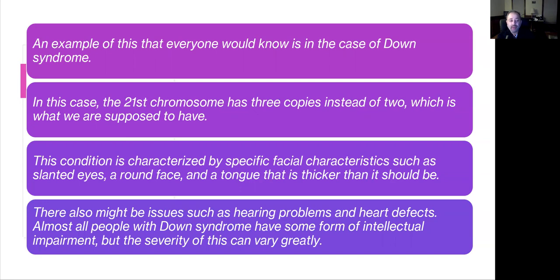There also might be issues such as hearing problems and heart defects. Almost all people with Down syndrome have some form of intellectual impairment, and the severity can vary greatly.